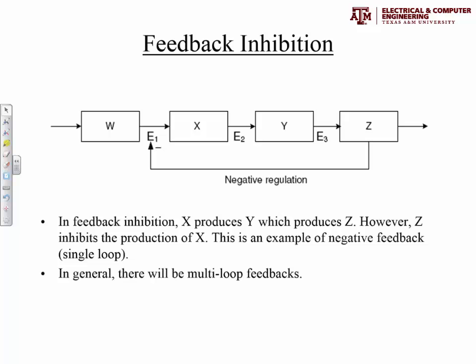However, this Z then goes and blocks the production of X. And this is an example of a negative feedback loop, right? For those of you that have taken 420 or control systems, you know that you have these kinds of loops all over the place, right? So this is just an example of a single feedback loop. But in general, in the body, or in the cell, there will be multi-loop feedbacks, right?